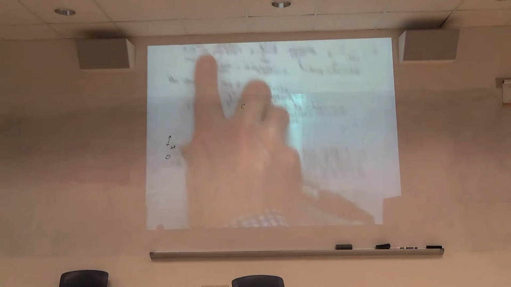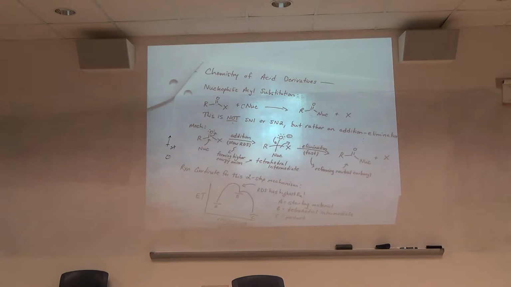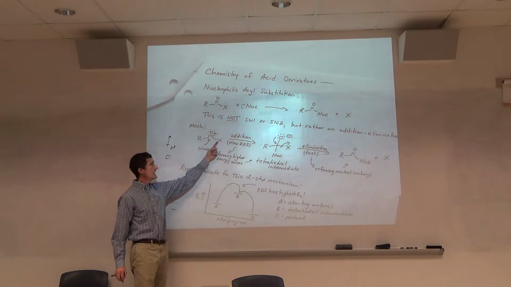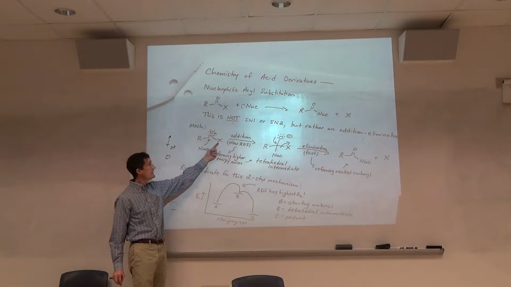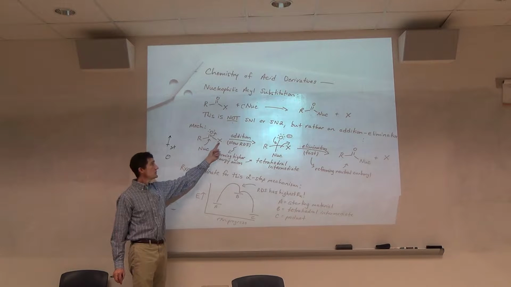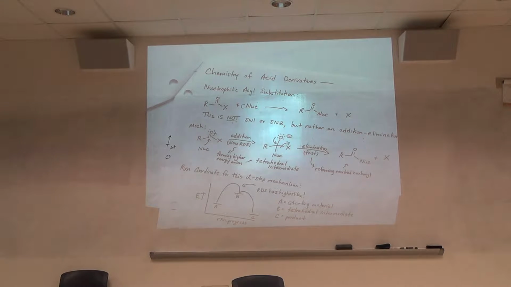Depending on what the X is, that makes your acid derivative. If X is a Cl, that's an acid chloride or acyl chloride. If X is a nitrogen, that's an amide. If X is an OR, that's an ester. So various groups could be starting material.